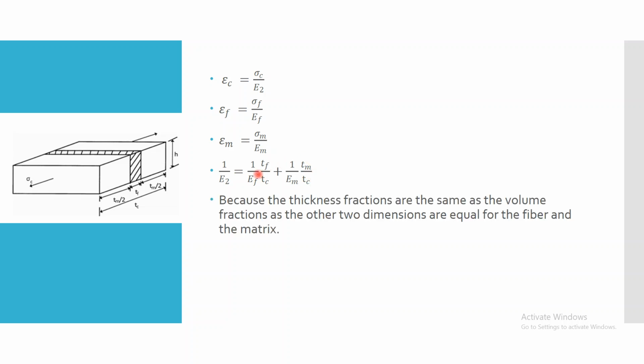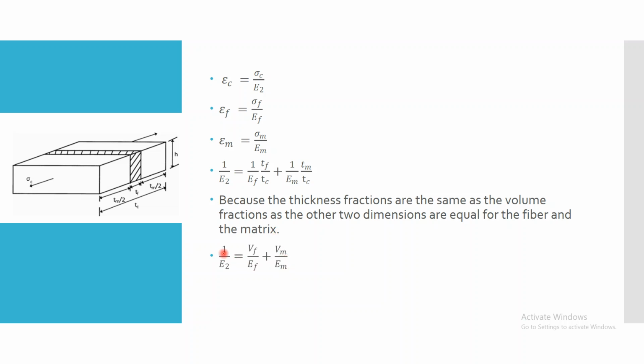Once again, if you observe this relation, TF divided by TC, if I multiply it along with its length factor, becomes the volume fraction of the particular composite. So TF divided by TC becomes VF, TM divided by TC becomes VM. That is the volume fractions of fiber and matrix respectively. Finally the relation will be of this form: 1 divided by E2 is equal to VF divided by EF plus VM divided by EM.